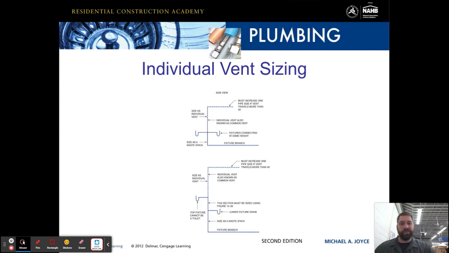So here we have a side view of what that looks like for the individual vent sizing.